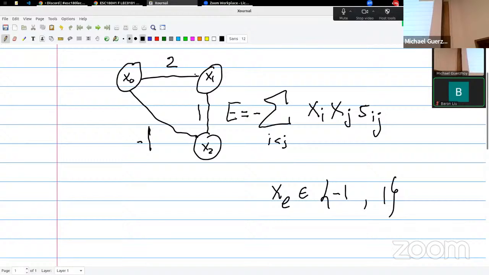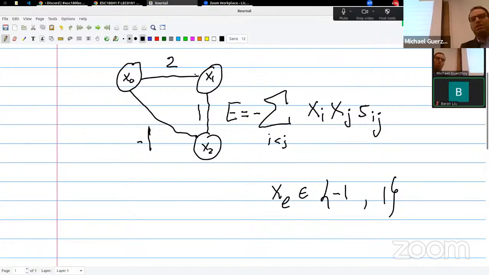All right, we're still thinking. All right, so what are we trying to do here? We're trying to minimize this term E, right? Which is minus this sum.